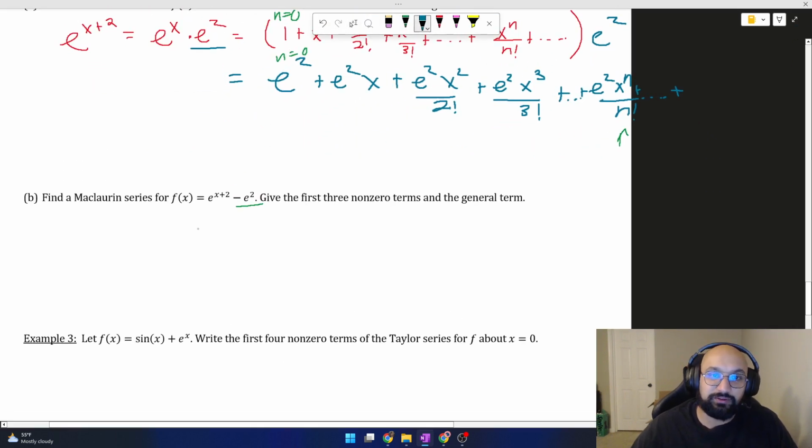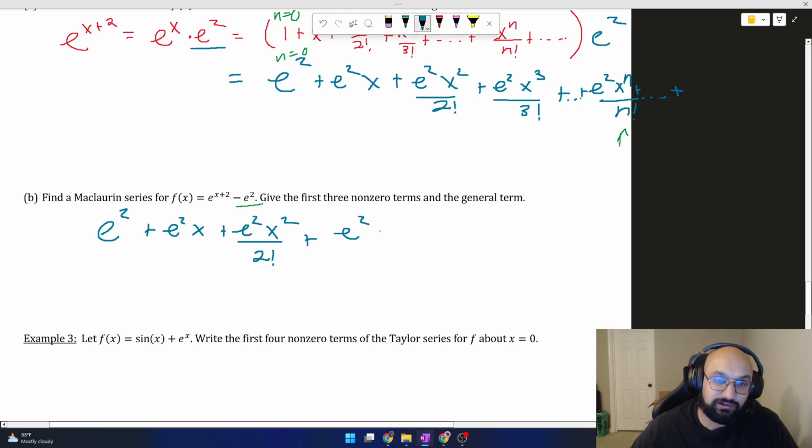The value we got above in blue, I'll just copy down real quick, and I think you can probably see what's going to happen. What's going to happen is just one of the terms is going to cancel, specifically the first one, the e squared term, because you're subtracting off e squared.